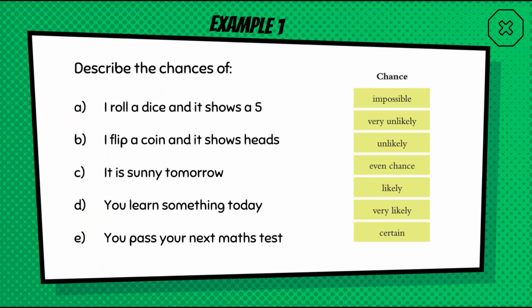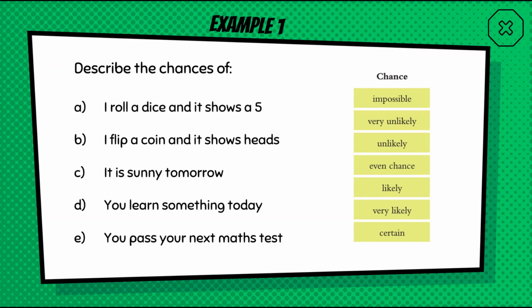All right, let's work through an example. So here I have 5 events, and we're not going to find the probabilities. We're just going to describe the chances using our options over here, from impossible to certain. So I'd like you to pause the video and think about how these 5 events match up with these chances in terms of description.